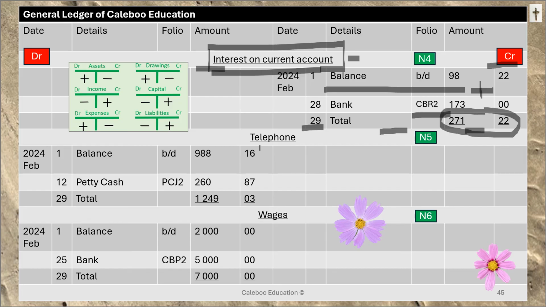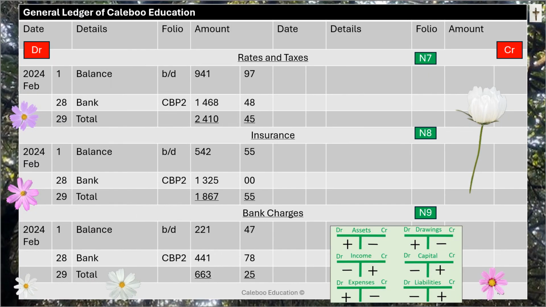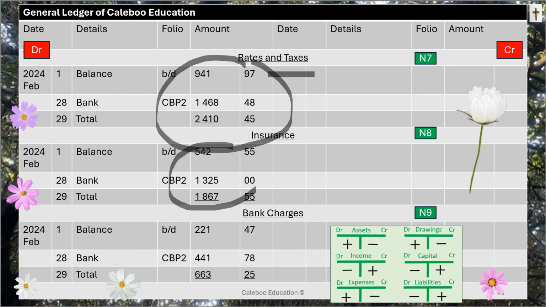So if we look at the telephone account, there was a balance brought down from the previous month. There was only one telephone bill, which was paid from petty cash, and you can total it because there were two transactions on one side. Wages, the same, two entries on one side, on the debit side, get a total. So that's how it works. Rates and taxes, you can total. Insurance, you can total. Bank charges, you can total.